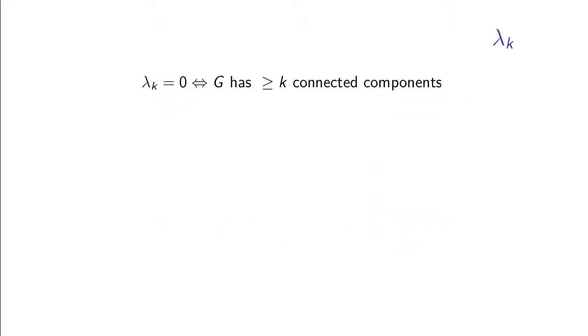So now let's see what would be a robust version of the fact that lambda k is 0 if and only if G has k or more connected components. Well, one consequence of this fact is that if lambda k is 0, then since there are k connected components, there must be a connected component of size at most n over k. So when lambda k is 0, it is possible to find a relatively small subset of vertices that form a connected component.